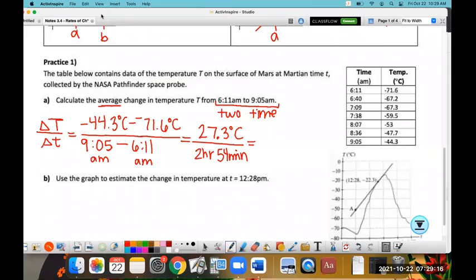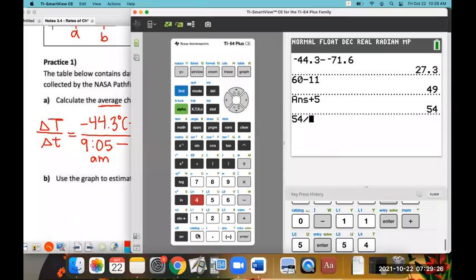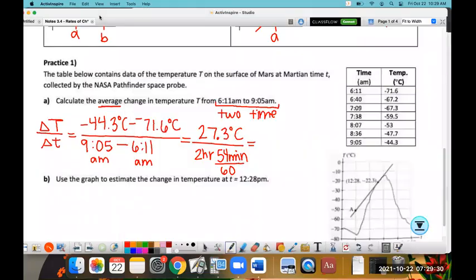Because I have hours and minutes here, I'm going to divide the 54 by 60 to turn that into hours. All right, so that would be 0.9. So I'm looking at 2.9 hours. And I'm going to take the 27.3 degrees Celsius and divide by the 2.9.